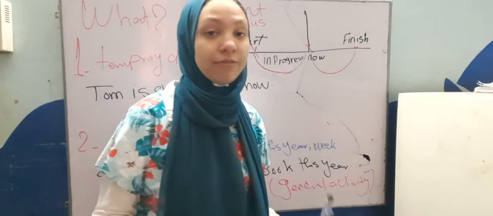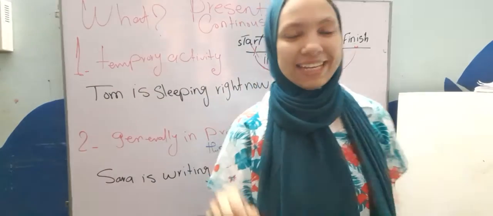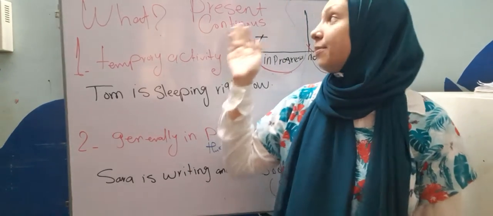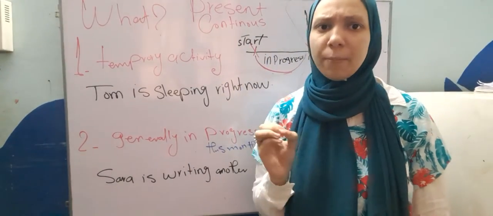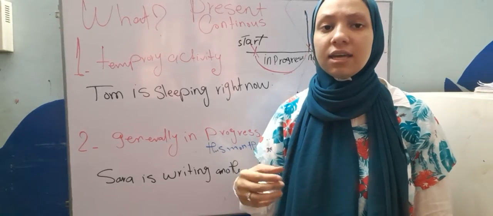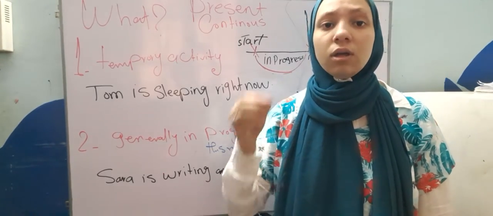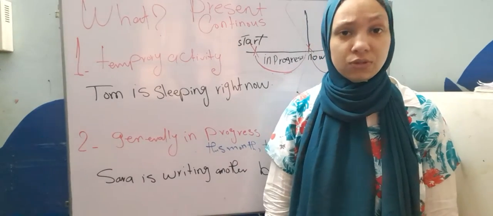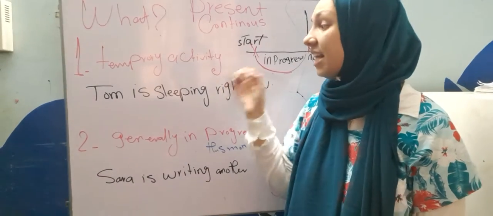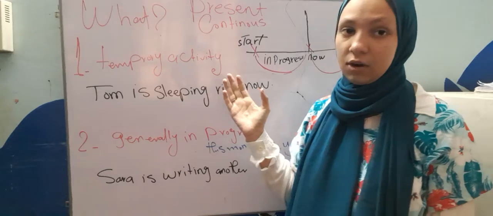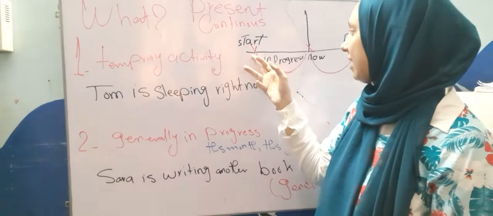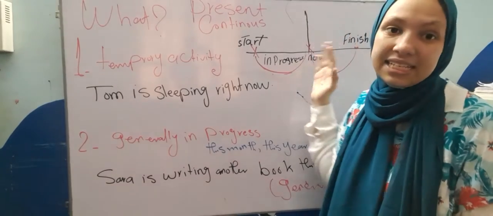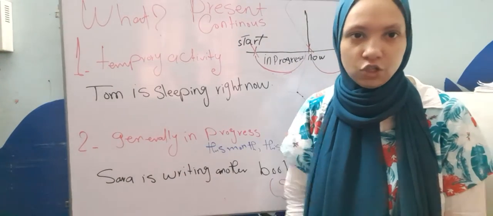Okay, now we have talked about the first part of this lesson. Now let's talk about the second part, and this part is called the present continuous. So before we talk about the formation of it, we will learn what the present continuous is. The present continuous is a temporary activity that began in the past, is continuing in the present, and will end at some point in the future.